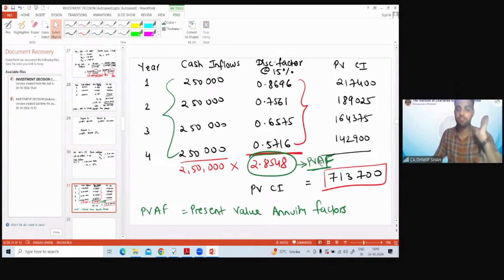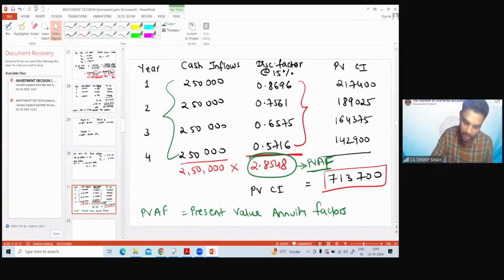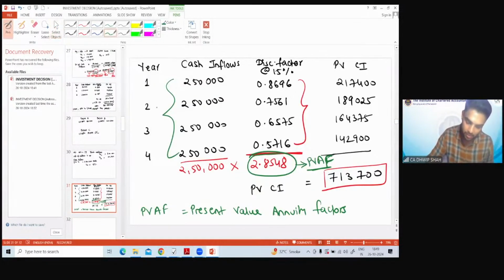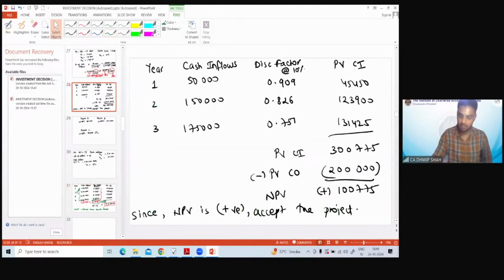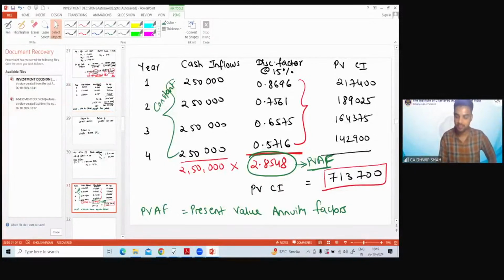PVAF and the direct way of solving PVCI when cash inflows per annum are constant. The primary condition to use this direct method is that cash inflows per annum should be constant. Only then you can use this method. If this is not constant, then you need to prepare the table that we prepared in the previous illustration. But if it is constant, then just take cash inflows per annum multiplied by the PVAF factor. And the PVAF factor is just the summation or accumulation of discounting factors. Okay? So my PVCI is done.